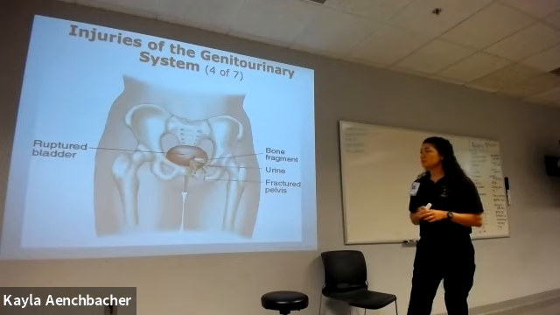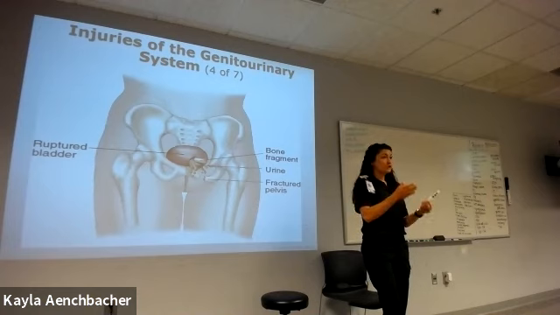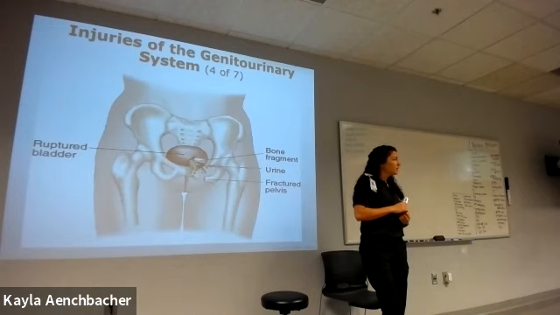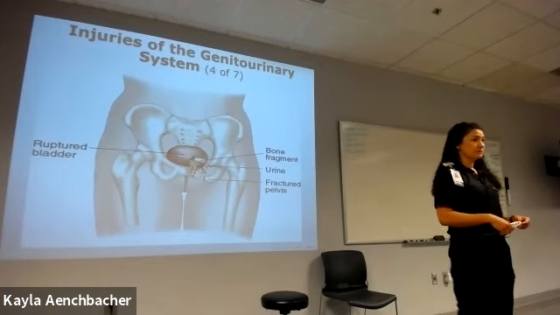What might we see with this? How might it present? You get bleeding through the urethra, so maybe some blood in the urine. Really low, like in your pelvic region. It's going to be isolated right there where the bladder is. They may still void if there's a rupture.